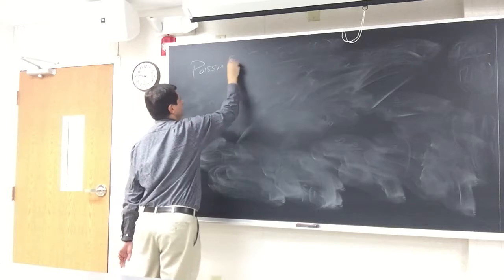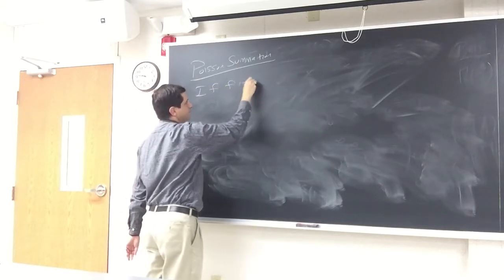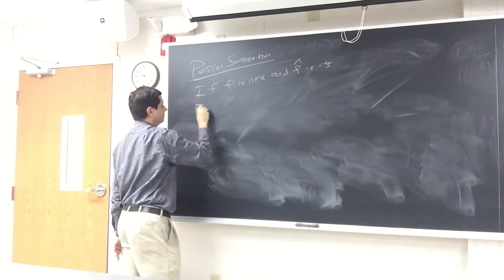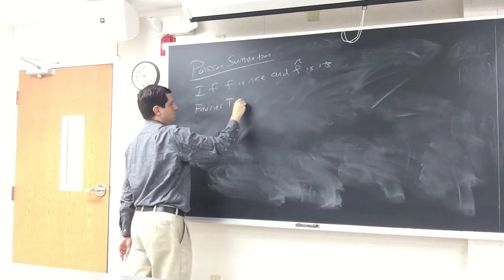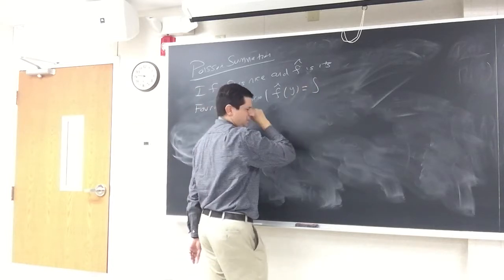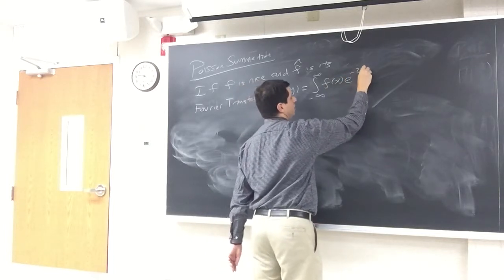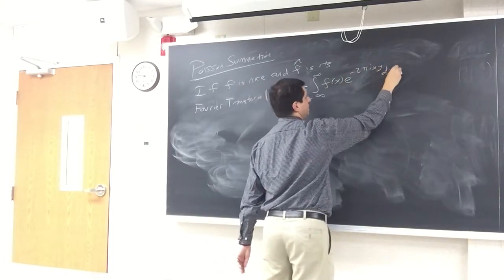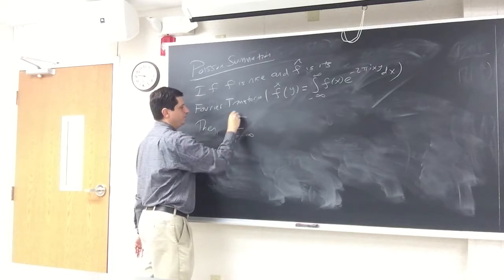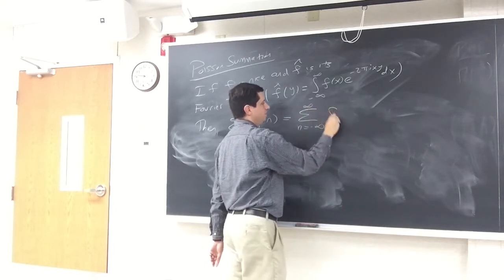So Poisson summation. If f is nice and f hat is its Fourier transform, that is, f hat of y is the integral from minus infinity to infinity of f of x e to the negative 2 pi i x y dx, then the sum, n goes from minus infinity to infinity of f of n, is the same as the sum, n goes from minus infinity to infinity of f hat of n.